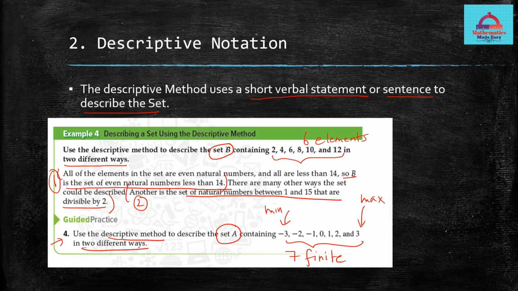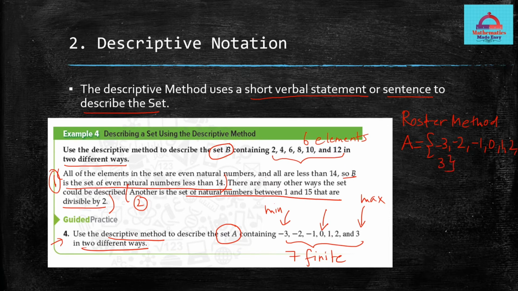And if you observe, these 7 elements have negative integers, -3, -2, -1. Then you have 0 in between and the positive integers 1, 2 and 3. So let's first write the roster method to describe the set so that we will be in a good position to then describe it in the descriptive method. So I'm using the set notation A and I'm just listing the 7 elements of this set.